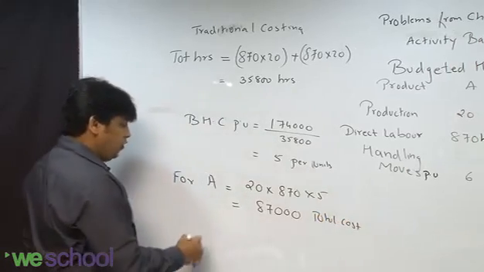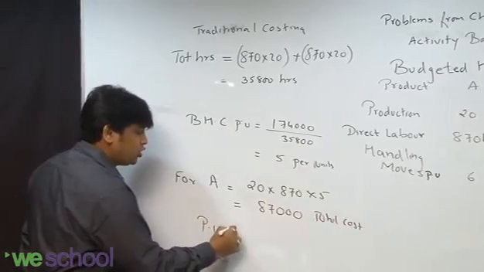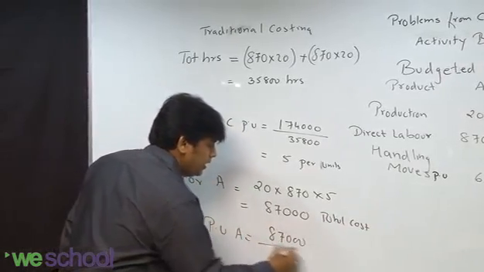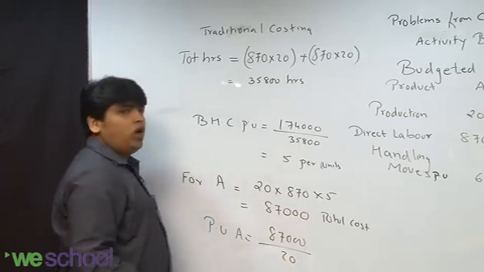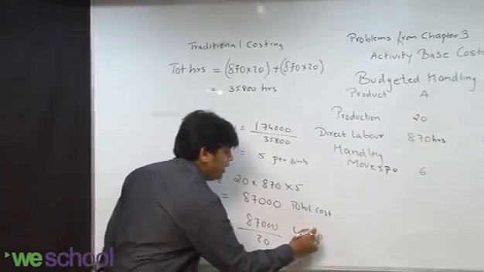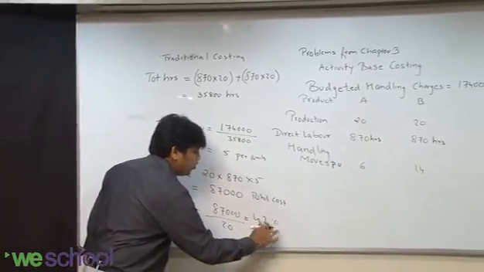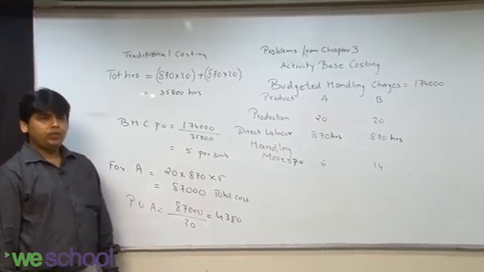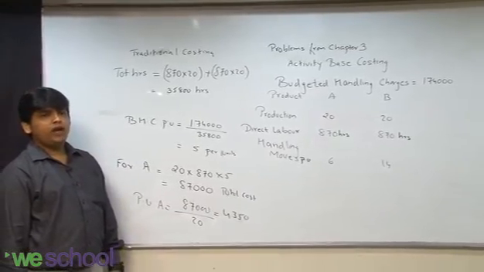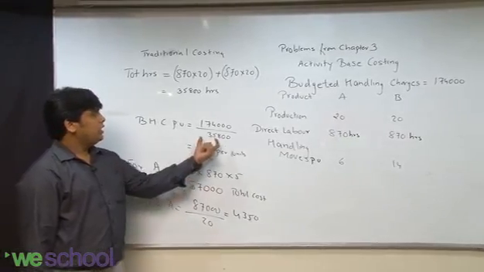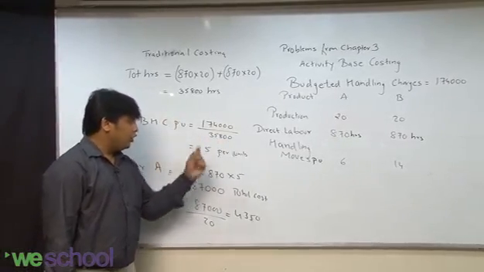And so I have to find the per unit cost of A. That gives me 87,000 divided by 20. So what will be the cost? 4,350. It is 4,350.